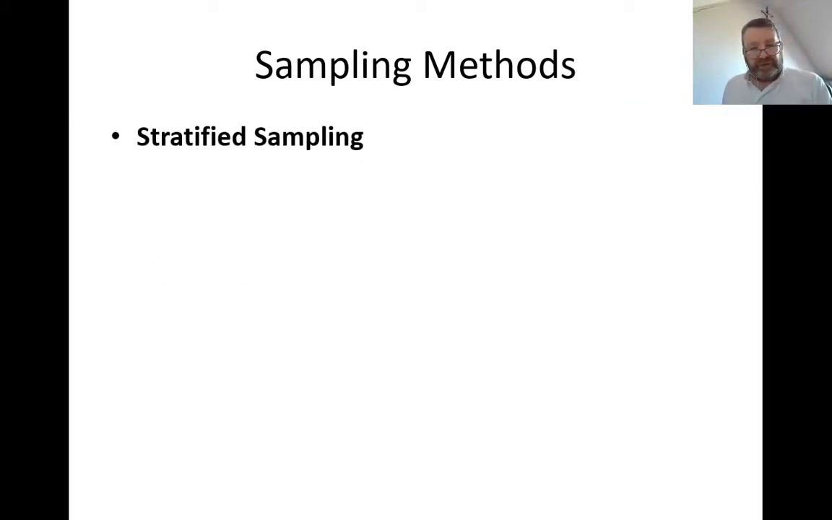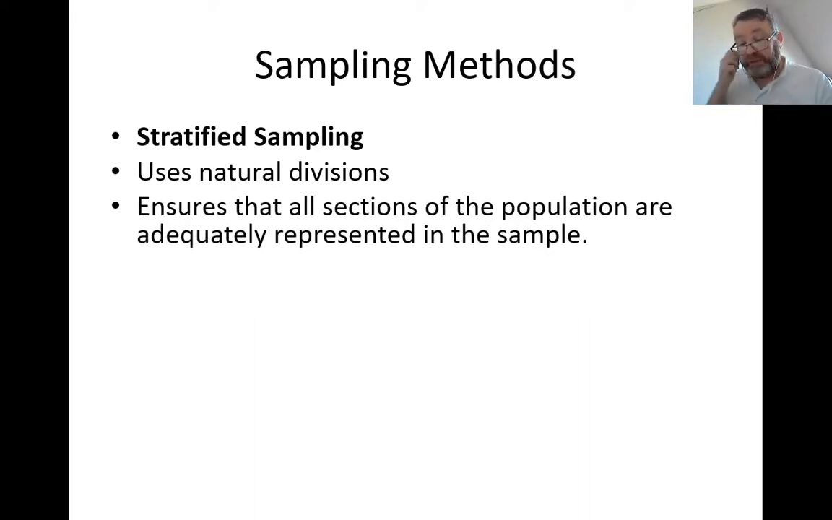Second one, stratified sampling. Those of you doing geography will understand stratification very, very well. It's layering, okay? It's layers. And basically with stratified sampling, you're using natural divisions. It ensures that all sections of the population are adequately represented in the sample. So if you wanted to choose a sample that represents the entire population, you would have to take males. That's 1 stratum. You would have to take females, 2nd stratum. You would have to take boys, girls, 2 more strata. You would have to take young and old, 2 more strata. Okay, you would have to take teens, etc., etc.